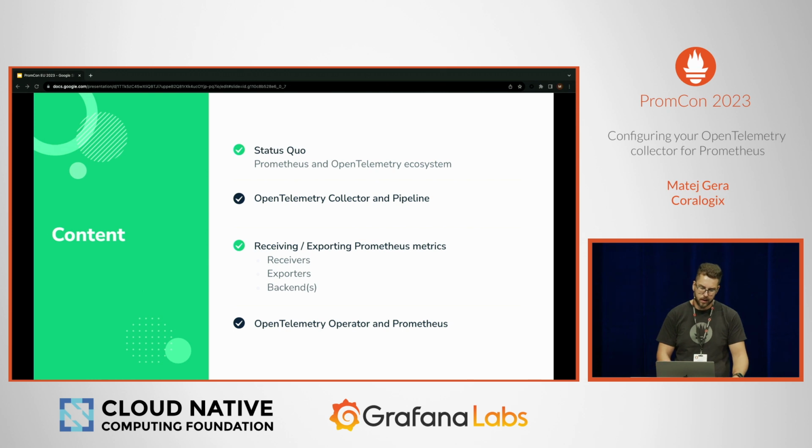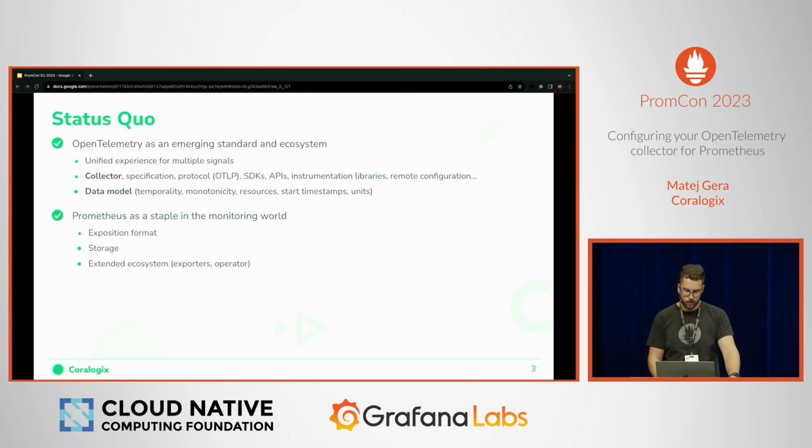So what we'll talk about, we'll take a look at the current status of both ecosystems, where they are, how they compare. Then we'll dive right into talking about the famous OpenTelemetry Collector and its pipeline. We'll talk about how we can receive and export Prometheus metrics with this collector. We'll also look partly at how we can then further automate this. If you're running on Kubernetes, there is an OpenTelemetry Operator that you can use. And we'll look at how this relates to Prometheus metrics as well. And we'll end up with some summary and some wrap-up.